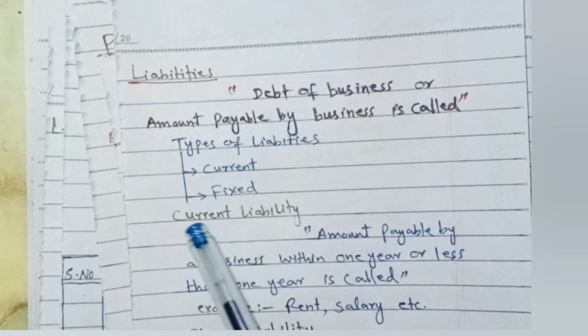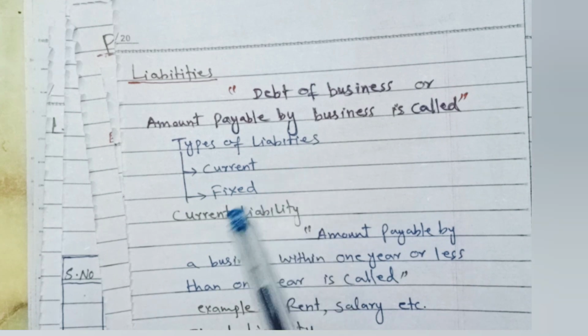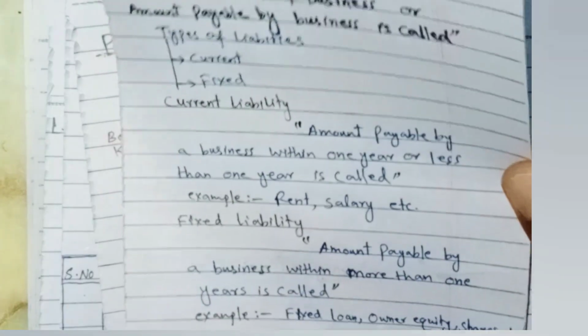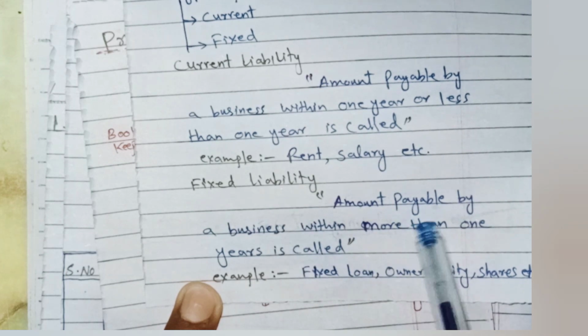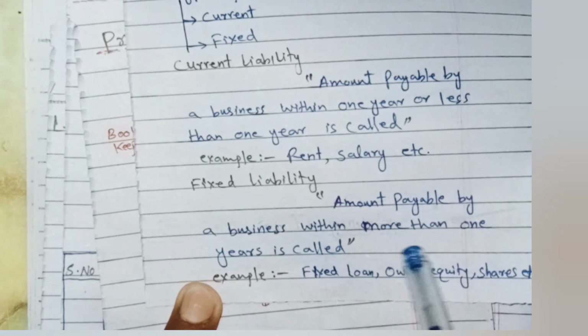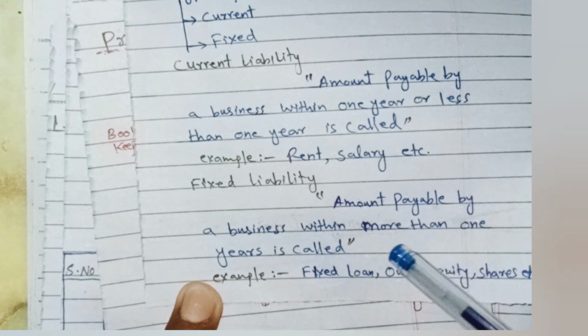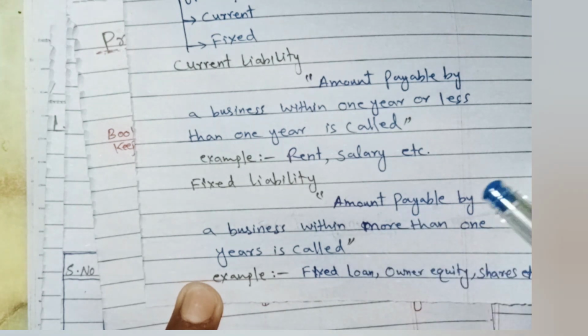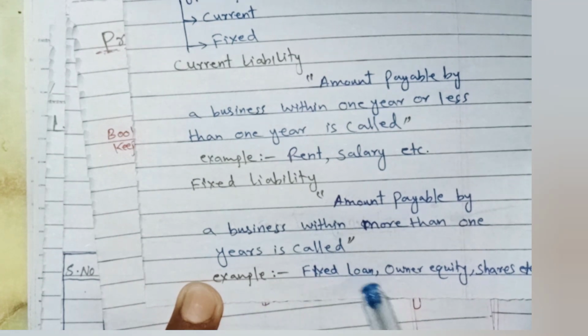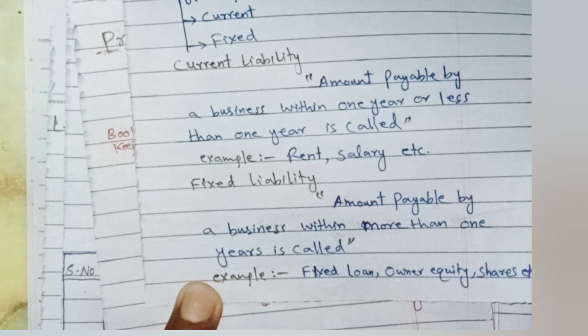Okay, another part of liability is fixed liability. What is the fixed liability? Look at the definition of fixed liabilities. Fixed liability means amount payable by a business within more than 1 year is called fixed liabilities. It means any amount payable by a business to any other party more than 1 year, it means after 1 year, is called fixed liability. Examples of fixed liability are fixed loan, owner equity, shares, etc.